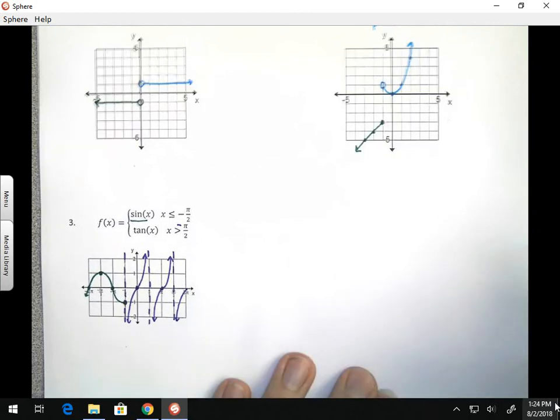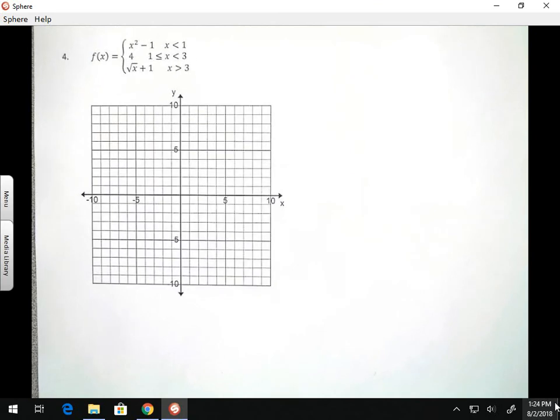All right, let's see. We've got one left. This one, again, has 3 different pieces. And so we'll just use the same ideas to reinforce this kind of graphing piecewise functions. And hopefully if you have struggled with this before, it's becoming a little more clear now that we've gone through some examples.